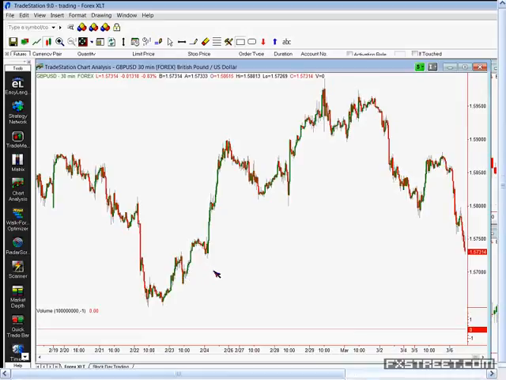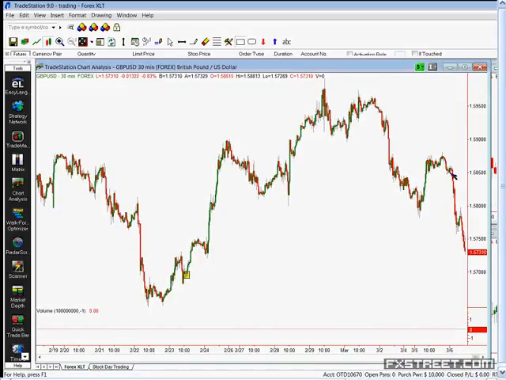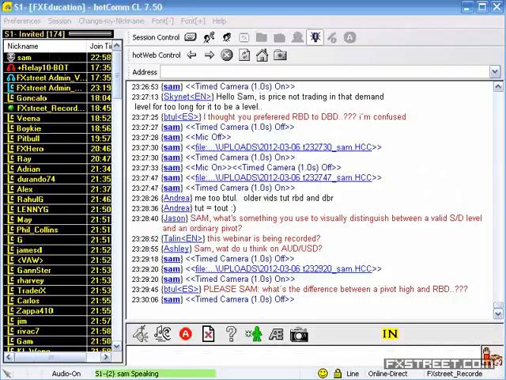For this, we're not going to take rally-base-drop or drop-base-rally. I'll be done in about 15 seconds with this. Just drawing in the fresh supply above and fresh demand below. I'm going to do it on a 30-minute chart. There's nothing magical about the 30-minute chart, just that the levels are showing up really good there. That one. That one. And so I'm down to a fairly small time frame.